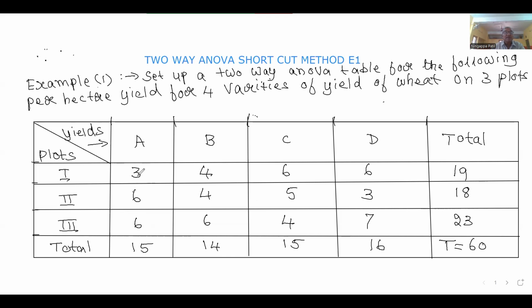And similarly here, 3 plus 4 plus 6 plus 6, 19, given by the examiner himself. And 6 plus 4 plus 5 plus 3, 18. It is given by the examiner. 6 plus 6 plus 4 plus 7, 23. And if we add 19 plus 18 plus 23, 60. And here also 15 plus 14 plus 15 plus 16 is also 60. Okay, this is given by the examiner.